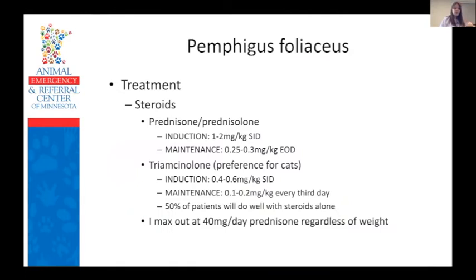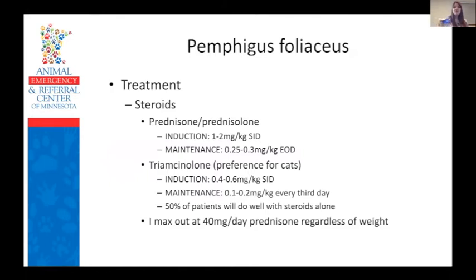So treatment. Steroids are usually the treatment of choice. I usually start with these guys on steroids. 50% of patients will do well with steroids alone. If you have a really severe case, you might want to do adjunctive therapy. But for dogs, I usually will start with pred. Sometimes prednisolone, depending on the size of the dog and what I feel that day. You know how that goes.